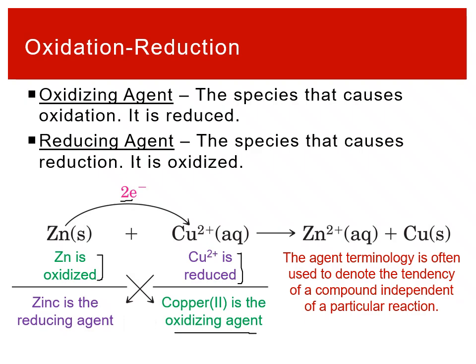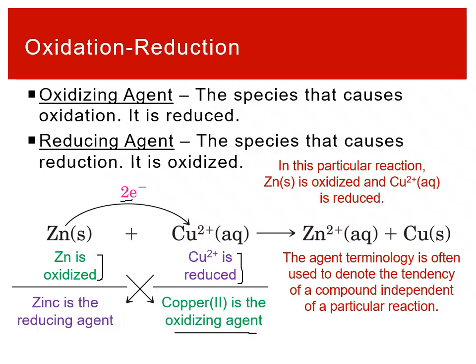So this agent terminology usually has more broad appeal, in the same way that we would talk about something as a strong acid. So something that is a good oxidizing agent. For example, copper 2 cations are pretty good at causing oxidation. They cause other things to oxidize. So it can be specifically applied to a chemical reaction, but it also describes tendencies. In this particular reaction, zinc is doing something, copper is doing something, but in general, copper 2 is a good oxidizing agent. If you put copper 2 cations into a solution, they tend to cause oxidation because they want to reduce.